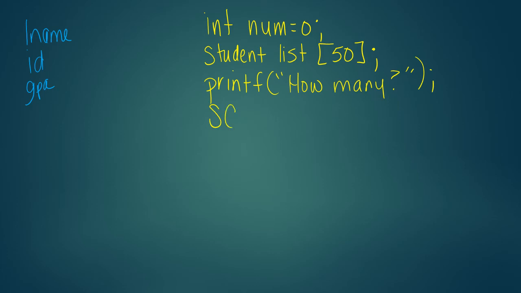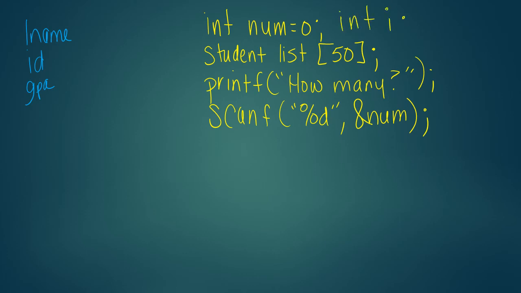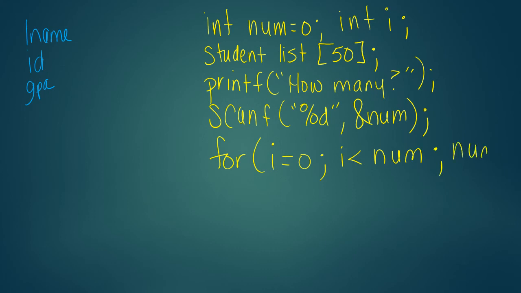And I would scan into the variable num, because the variable num keeps track of how many students are actually going to be in there. And then I would just use the same loop that you always use to go through an array to start at the beginning. For i equals 0, i less than num. So if the user put in 20, then I would go from 0 to 19, num plus plus.